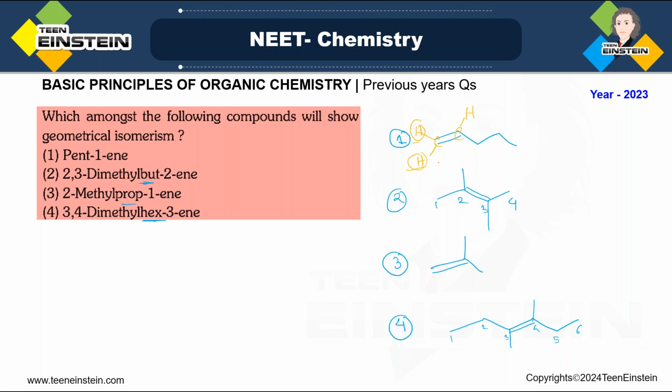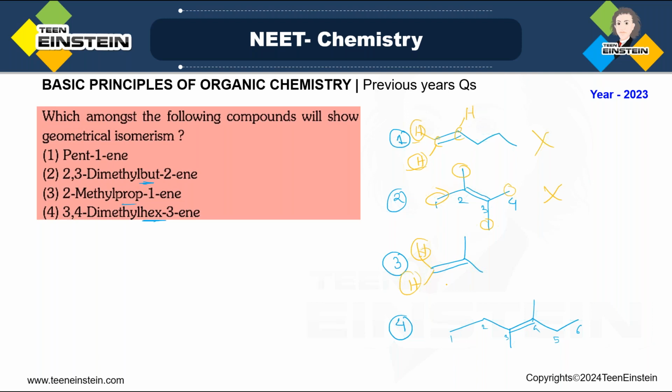So GI is not possible. GI means geometrical isomerism. Now the next one also, we have similar groups, 2 methyl groups across this C=C double bond. Here also GI is not possible, just like the previous one. Come to the third one. In the third one also, same problem. Similar groups are present, so you will not be able to choose priority.